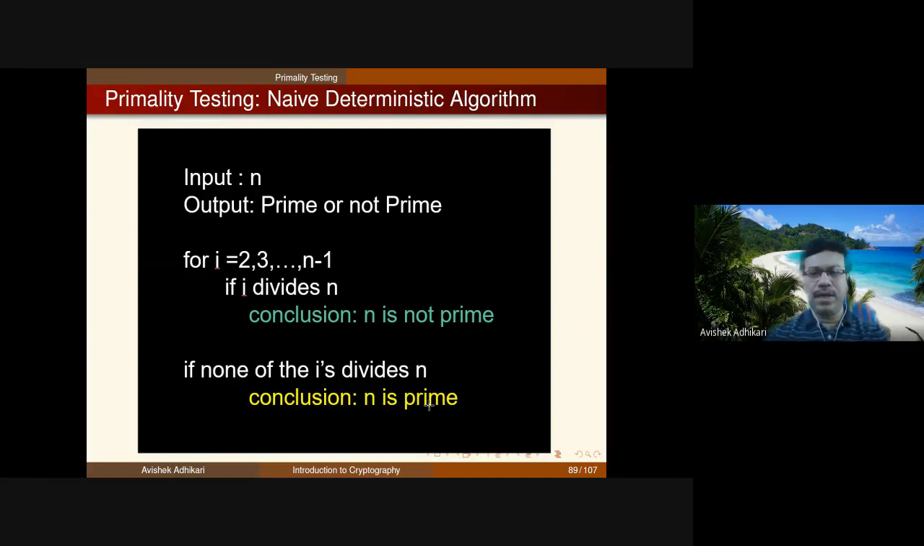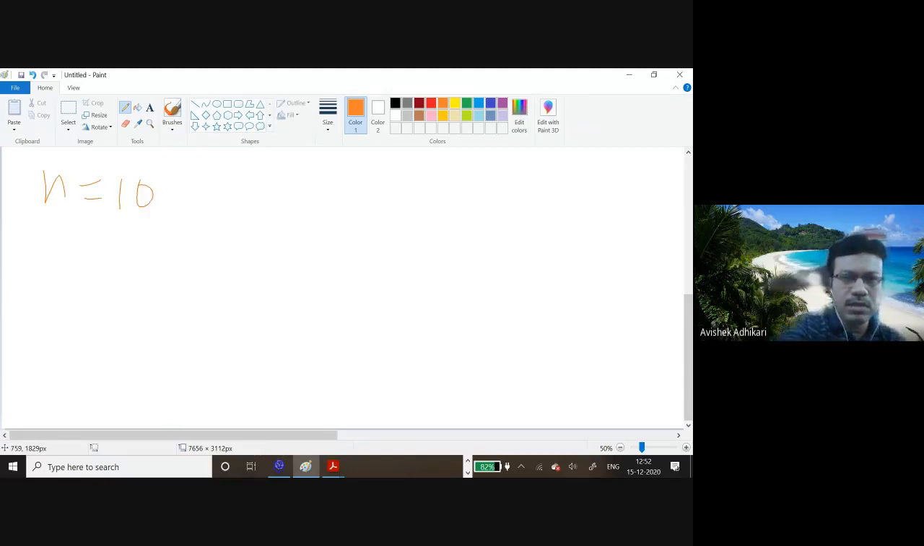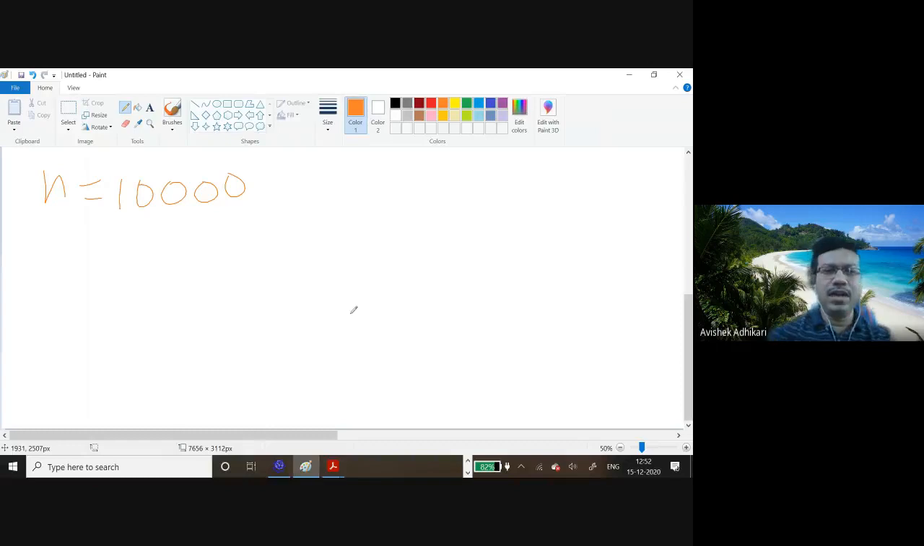So for example, say n equal to 10,000. If I ask you to run this first algorithm, then you need to run from 2 to 10,000, so 10,000 minus 1, this many steps. So one may say that it may be too difficult for a program to run this many steps.